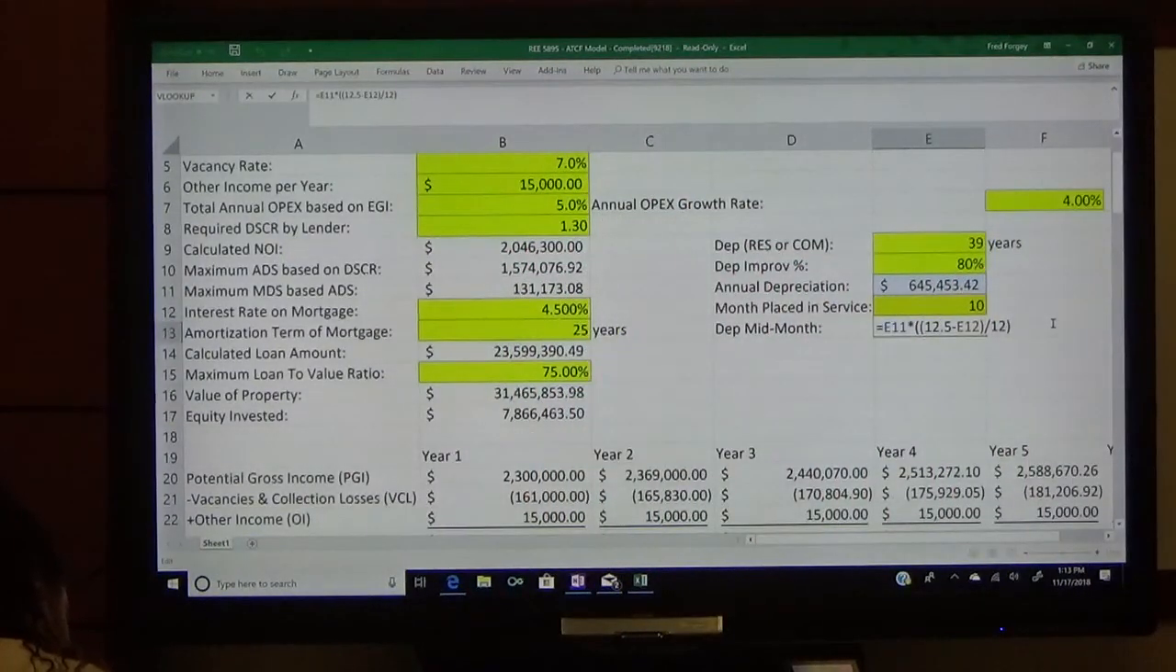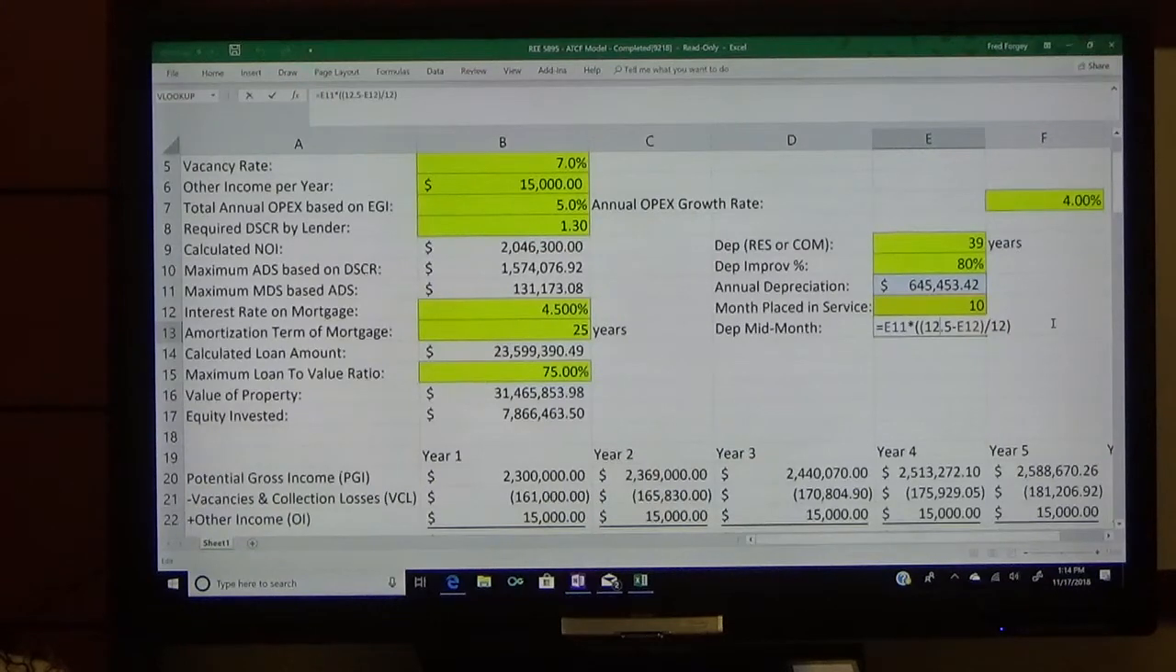To get the calculation to be what you want it to be, you're going to start off with 12.5 months, and then subtract out whatever month it was placed into service. So if it was placed into service in month 10, that means you get 2.5 months of depreciation. Does that make sense?